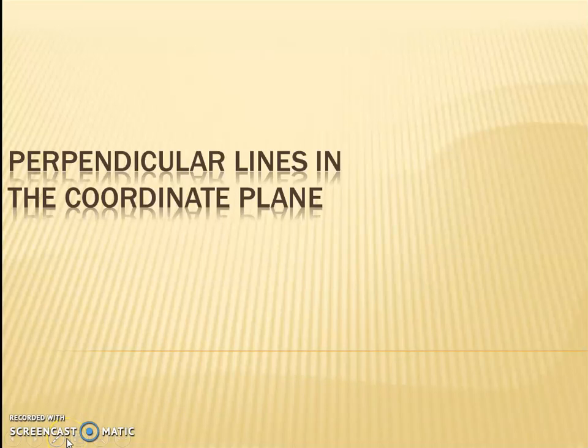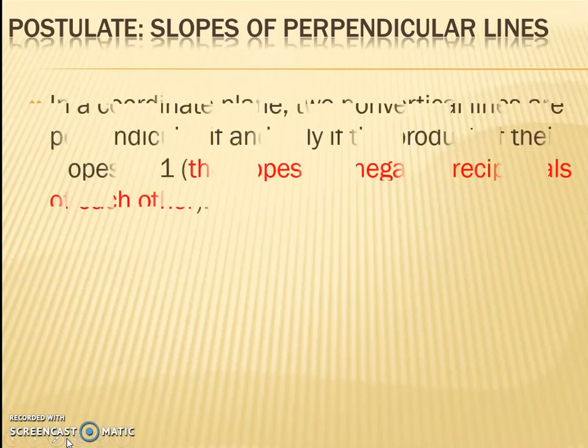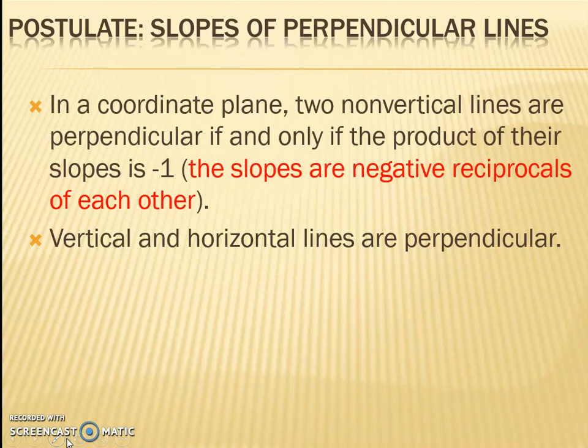Perpendicular lines in the coordinate plane. Postulate: slopes of perpendicular lines. In a coordinate plane, two non-vertical lines are perpendicular if and only if the product of their slopes is -1. The slopes are negative reciprocals of each other. Vertical and horizontal lines are perpendicular.